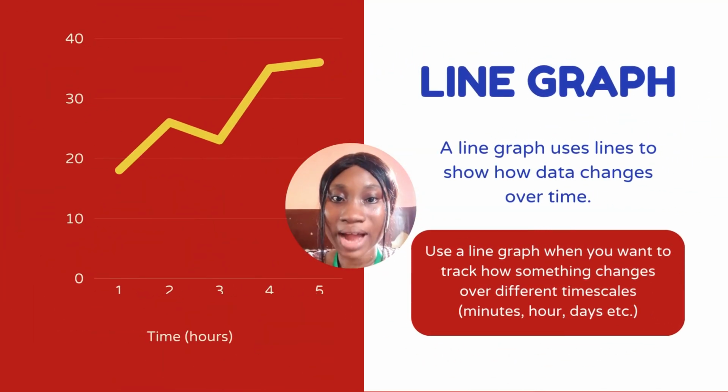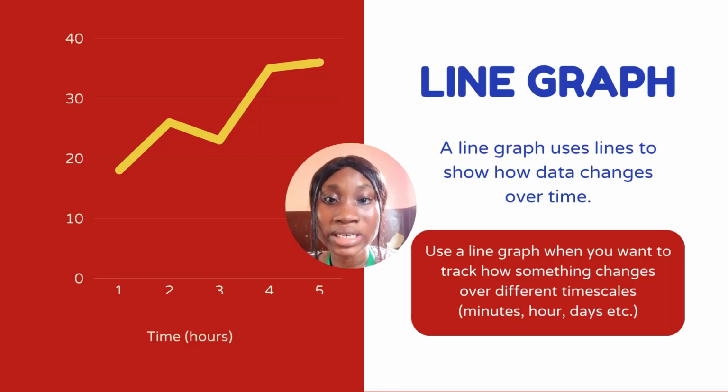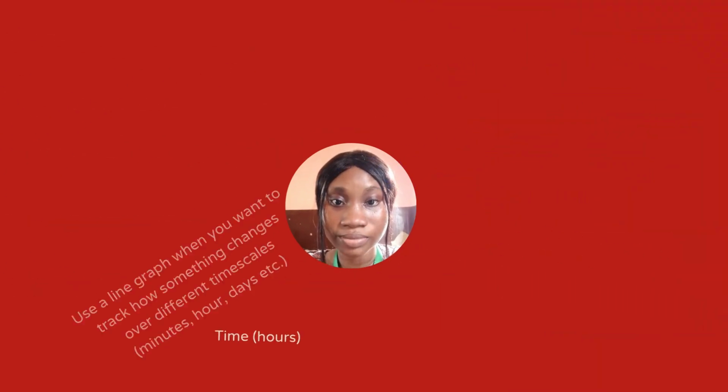Now we have the line graph. The line graph uses a line to show how data changes over time. So this is what I was talking about the other time. You can see the line is moving upwards, from a low point to a high point, or from a high point to a low point. In this case, the graph is moving from a low point to a high point, so it's showing an increase, a rise. But if I have it moving from a high point down to a low point, it's moving downwards. It shows that there's a decrease, a fall. So the line graph is also another form of representing data.